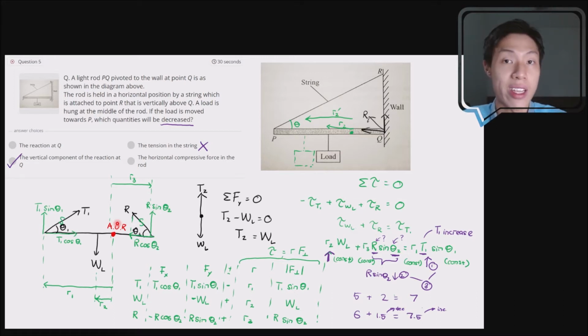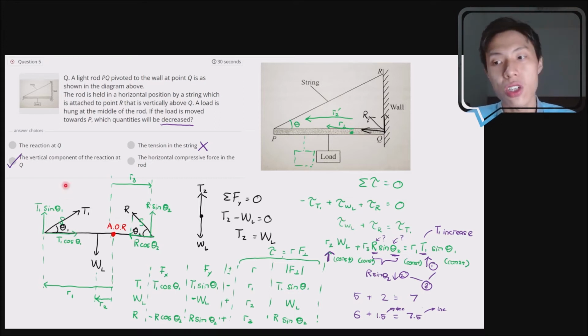You have to use your Pythagoras, you have to plug in some numbers to check whether the reaction force remains constant or it increases or it decreases. Because it's not that both of them increase. If both x and y increase, then we know R will increase. If both x and y decrease, then we know it decreases. But now x increases, y decreases. So we don't know whether it's increase or decrease. So we can't be sure about it. Therefore, the reaction at Q, we are unsure.